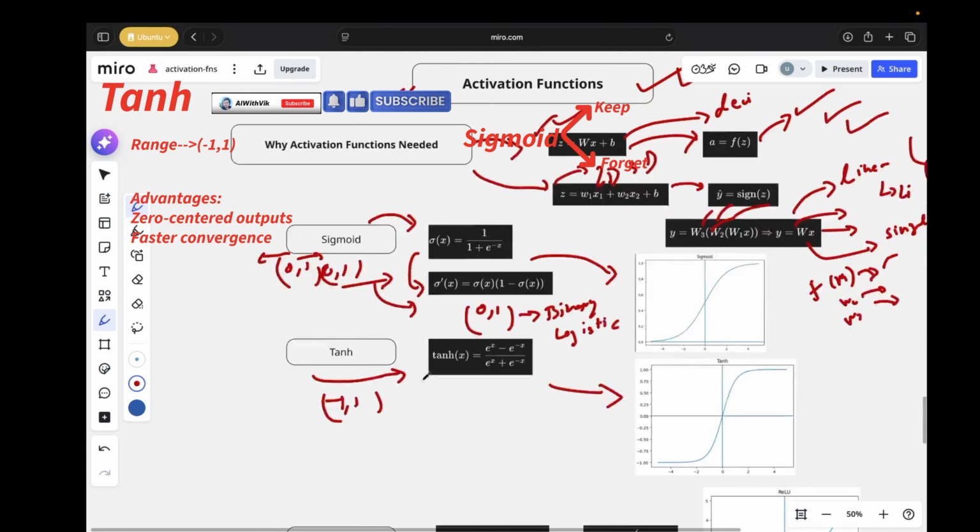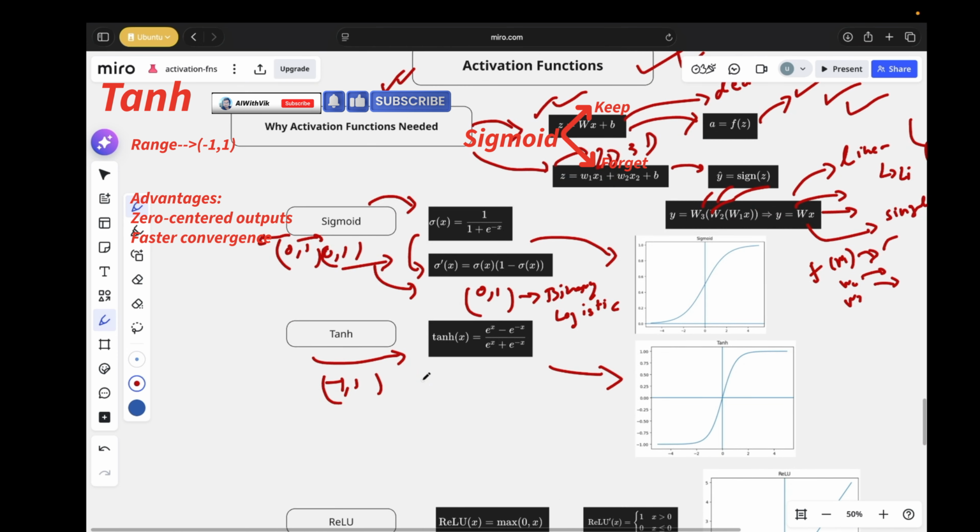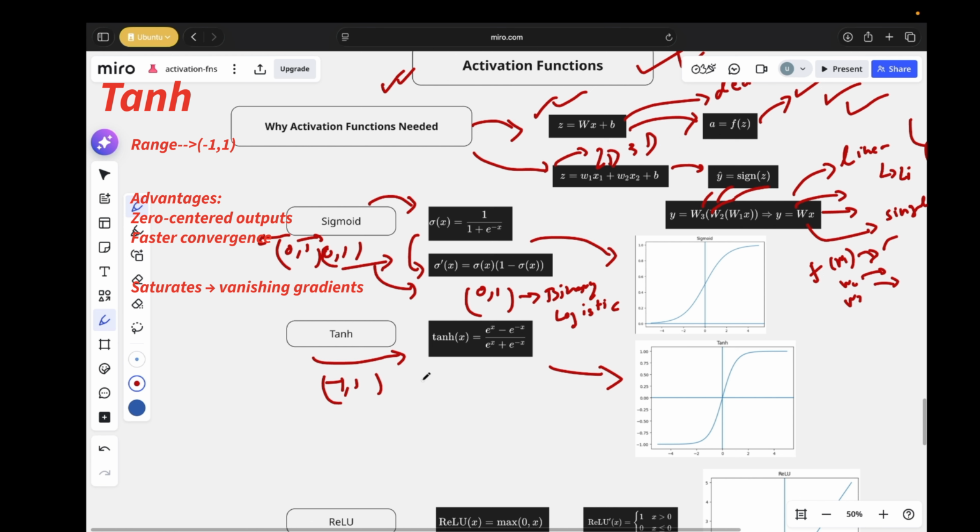Now, the major disadvantage of tanh to understand is that it still suffers from saturation and vanishing gradients in deep forward networks. When to use tanh? Tanh is used when zero-centered signals matter. It is majorly applied in the area of RNNs and LSTMs and modeling sequential memory states.